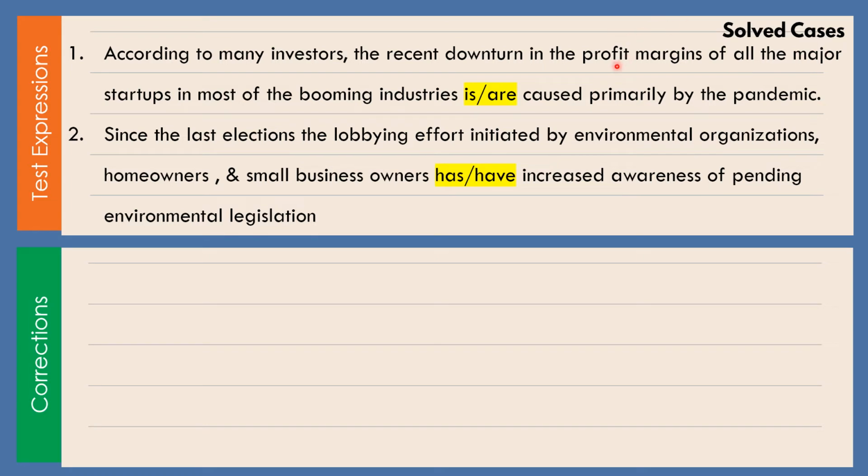The part that is the later part is basically some additional information that has been provided about the recent downturn in the profit margins, right? What is the additional information? That this profit margin is of the major startups. The recent downturn is in the profit margins of the major startups in most of the booming industries, right? So that is the additional information provided.